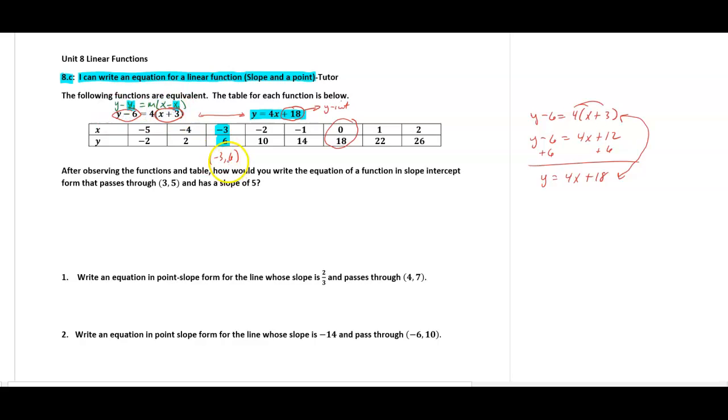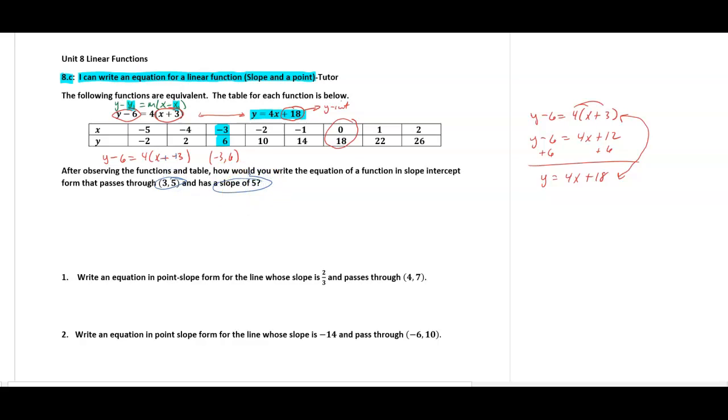Now, if we were to write this equation, I would do y minus the y coordinate 6 equals 4 times x minus, what am I subtracting? Negative 3. But then when I make that a plus positive, that's where the x plus 3 comes in. So if we had to, after observing the functions in the table, how would you write the equation of a function in slope-intercept form that passes through 3, 5, and has a slope of 5?